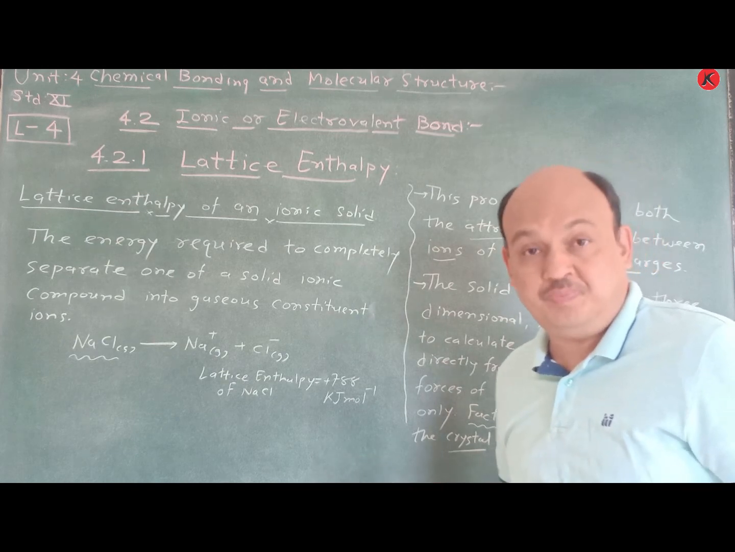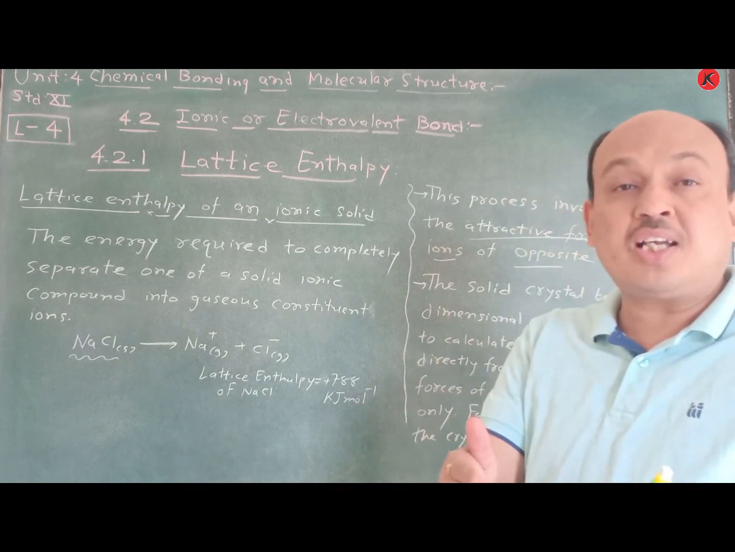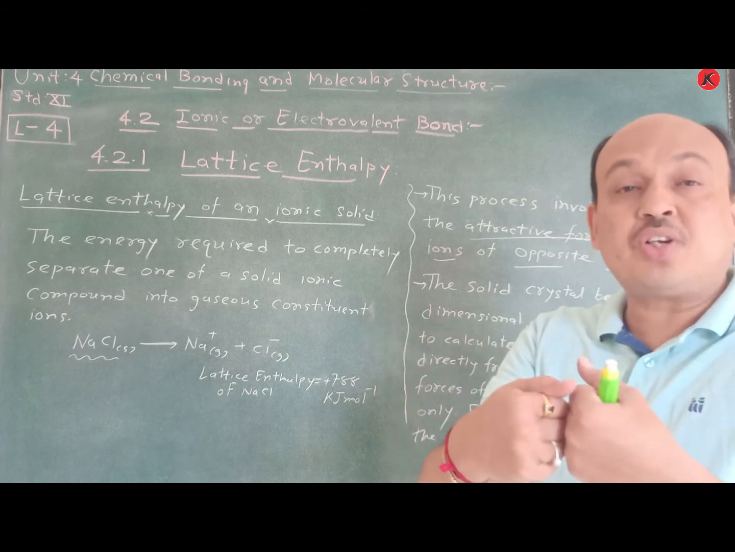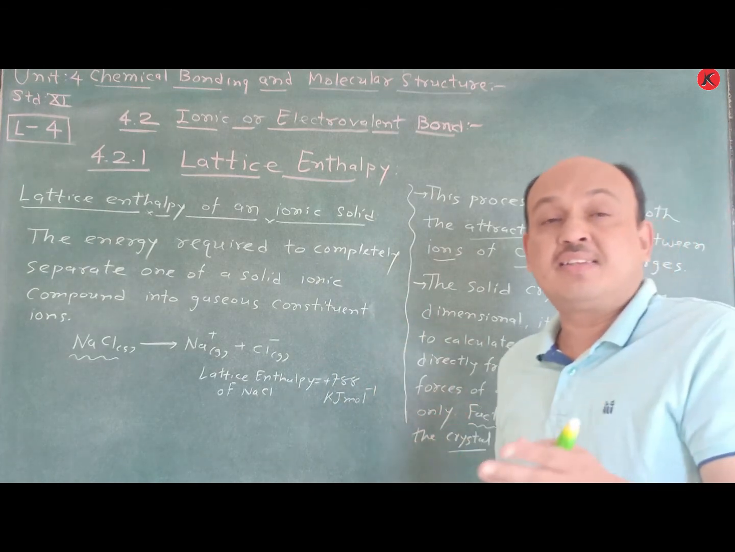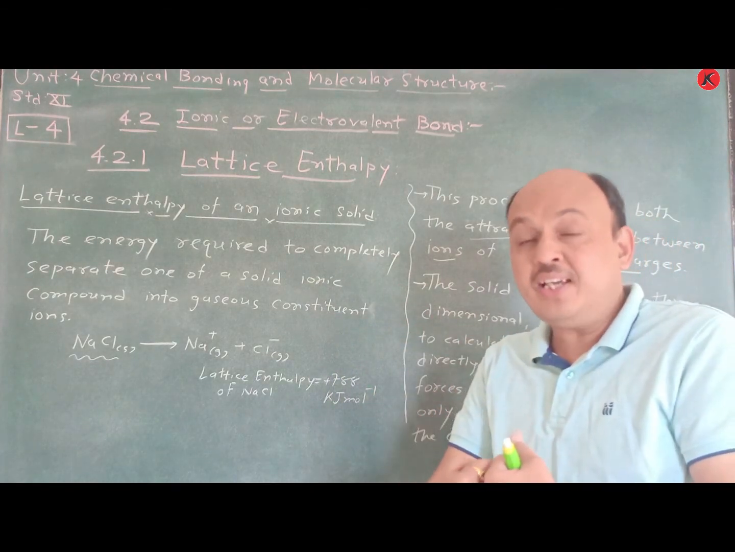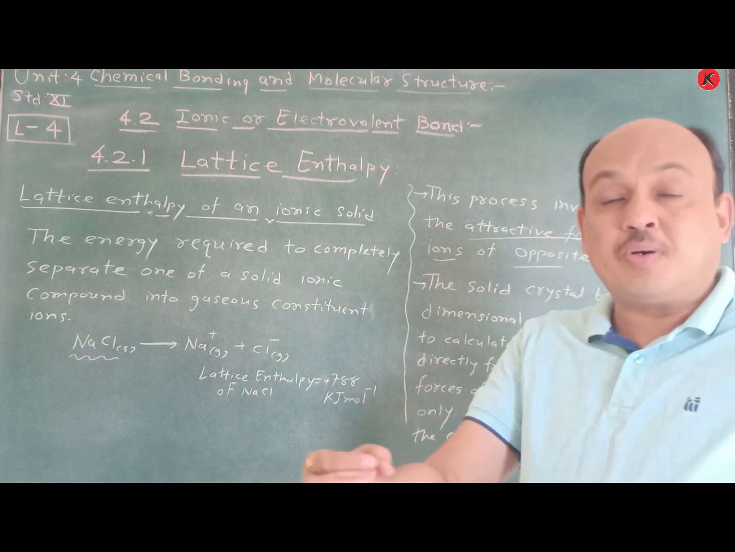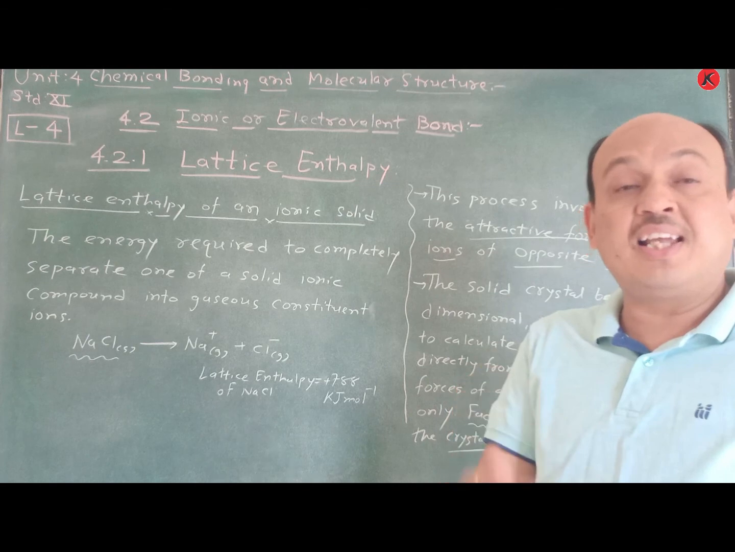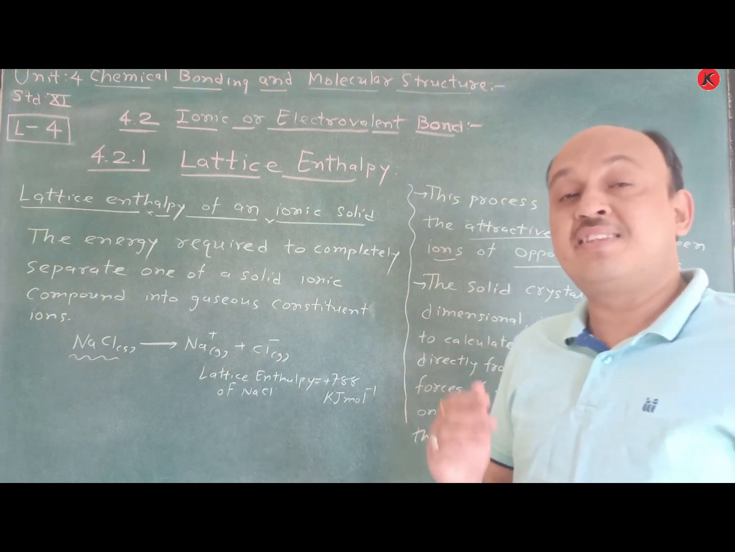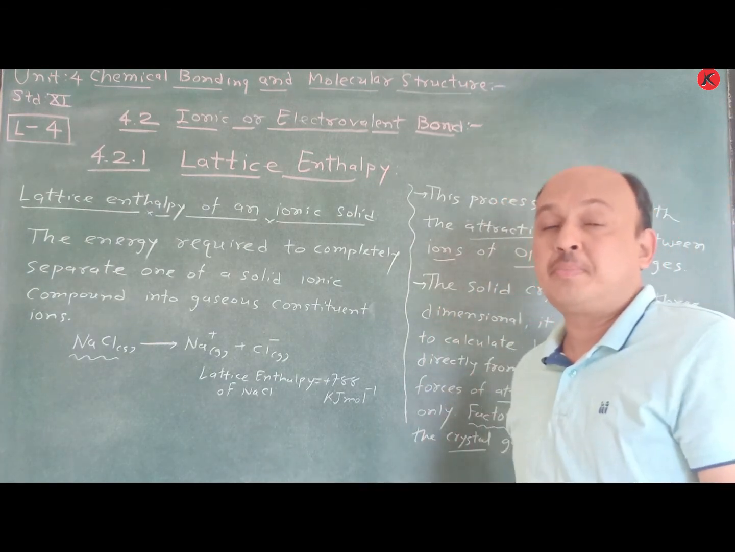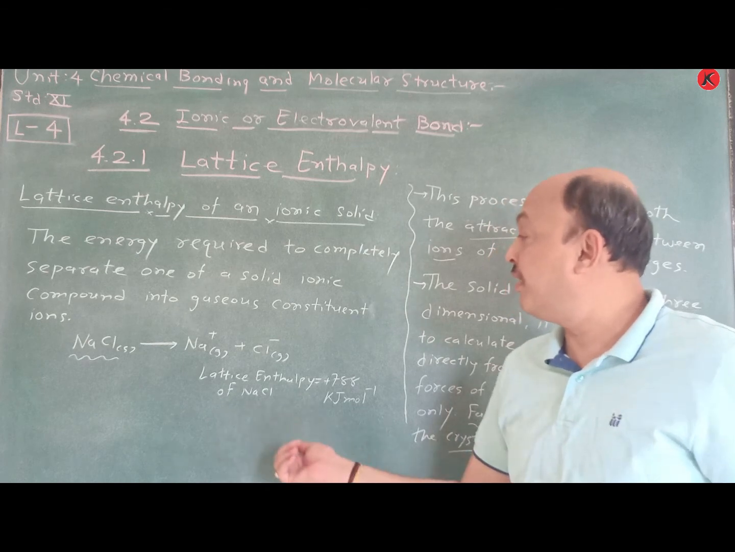Very important: if the bond length is very short, then the attraction is more. If the bond length is big, that is, bond length is more, then the attraction is very little, and it breaks very easily. That is also followed by bond enthalpy, which we will learn later on.